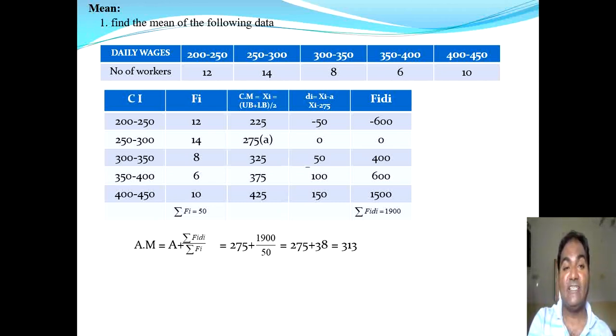Now we go for the next method of finding the mean of the grouped data, and it is known as the step deviation method.